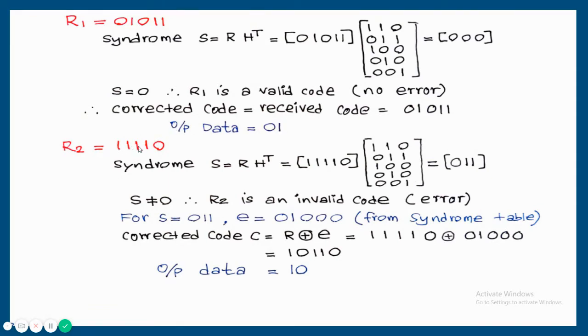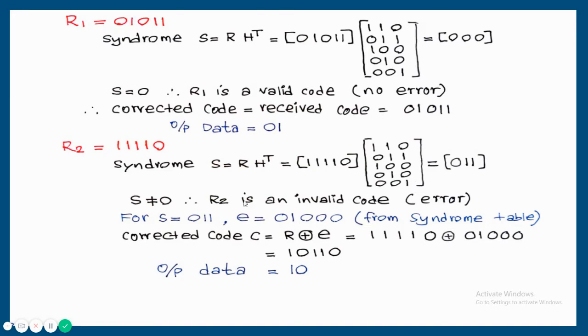Second received code is 11110. Calculate syndrome. SC is equal to R into H transpose. Syndrome is calculated equal to 011. Not equal to 0. That's an indication the received code is an invalid code. That means error existing in the received code. So once error existing, then correction is needed.